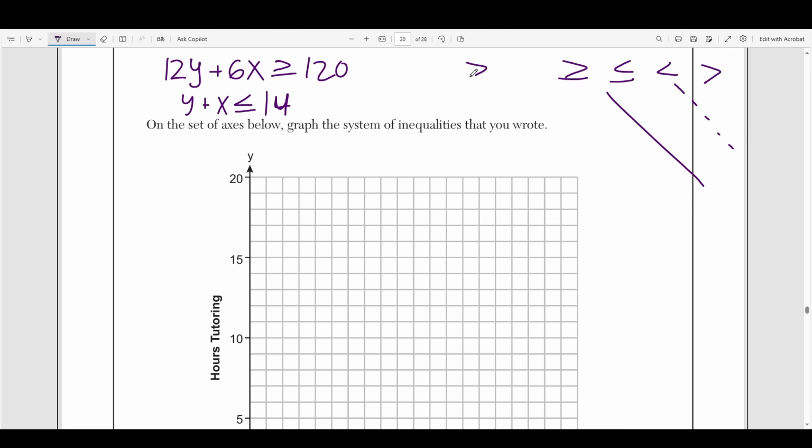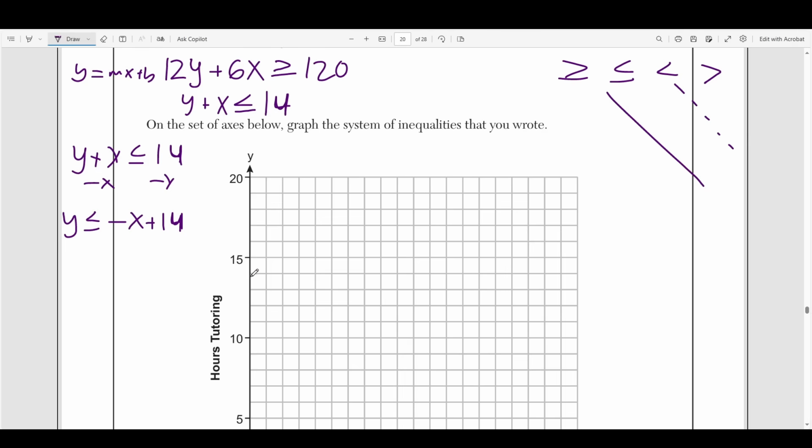Now, when the sign faces the x, or I guess it doesn't really matter in this case because we have x and y on the same side. So anyways, what you need to do here is rewrite these in terms of y equals mx plus b form in order to figure out how to graph them. So I'm going to graph the first equation first. If I have y plus x is less than or equal to 14, remember y equals mx plus b is slope-intercept form, the slope plus the y-intercept. So if I subtract x from both sides, I get that y is less than or equal to negative x plus 14. What this tells me is that the y-intercept is 14.